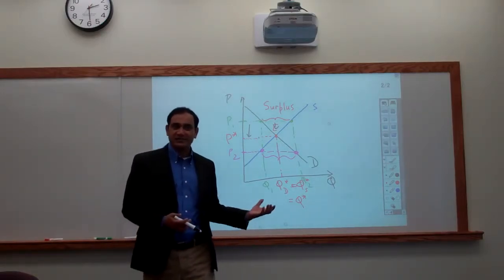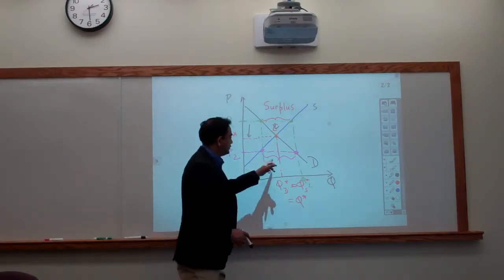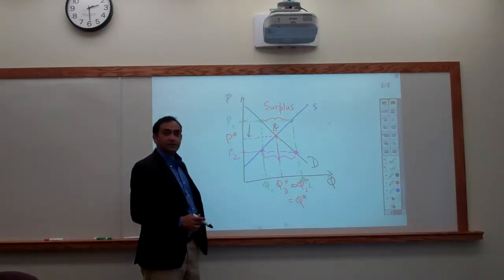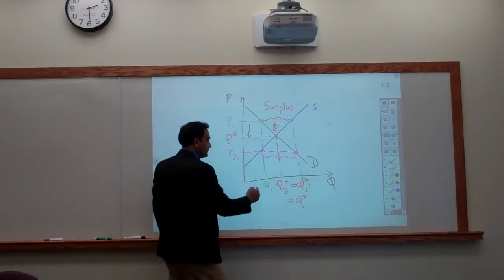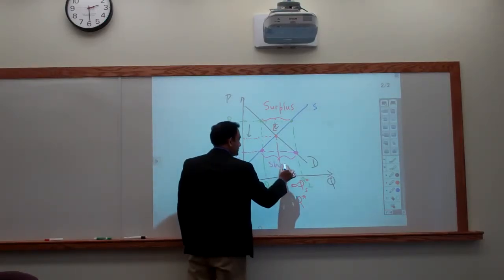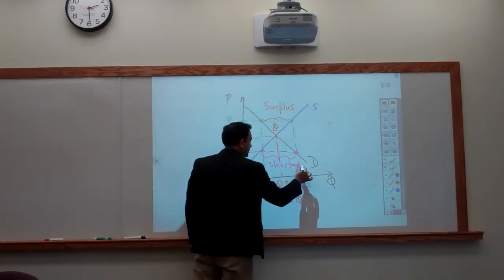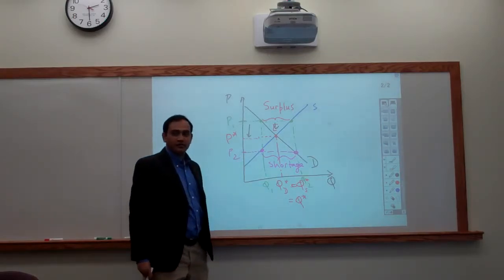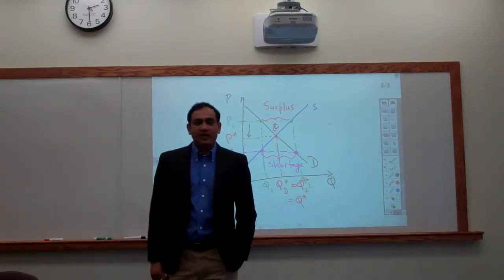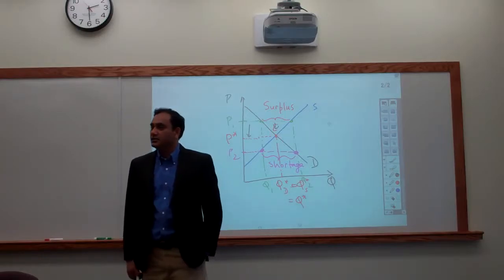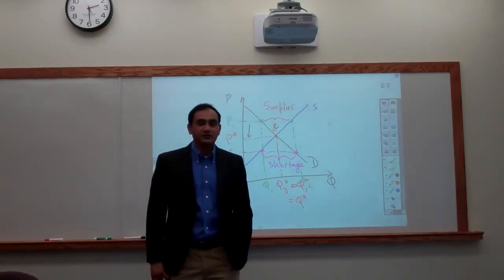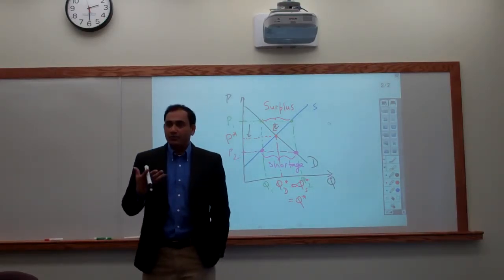So what do you call this scenario now? Over here. Shortage of the good or excess demand. That's correct. So now you have a shortage of the product at this price, P2. What happens when you have a shortage in the market? What happens to the price of that good? It will go up, right?